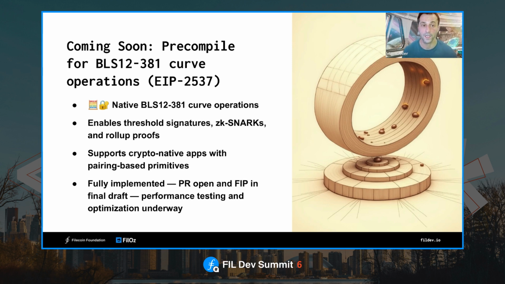So if your dApp needs to verify a BLS signature or a ZK proof on-chain, you'll be able to do that natively on FEVM mainnet in the near future. No off-chain tricks required. This support is just around the corner, and we're excited to roll it out.